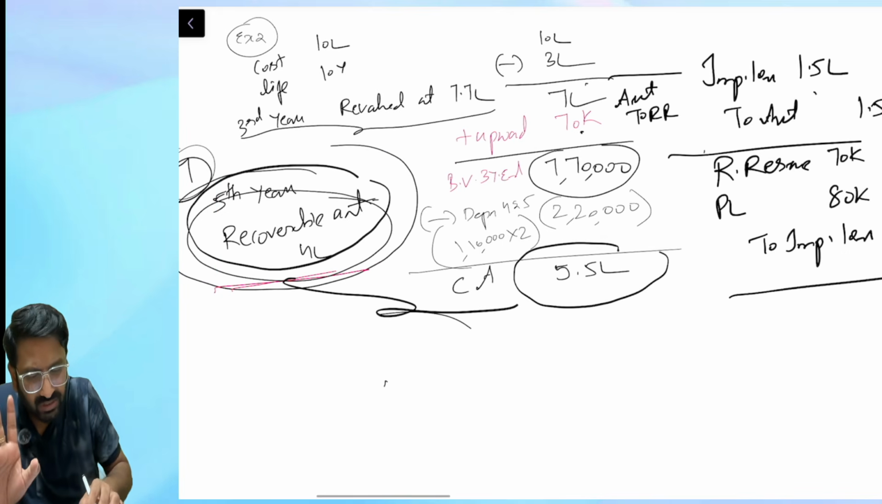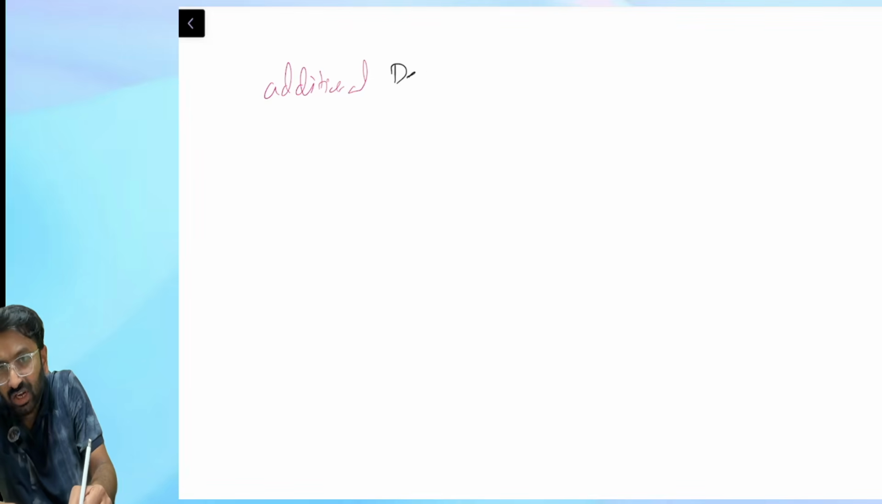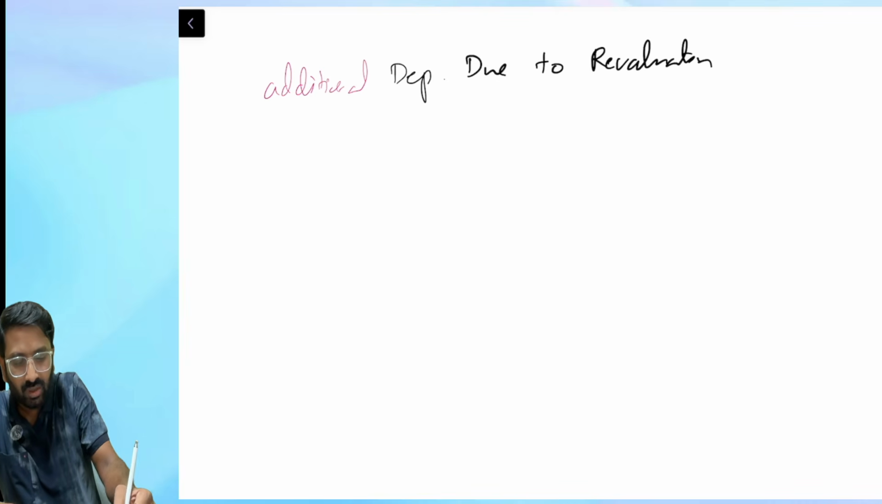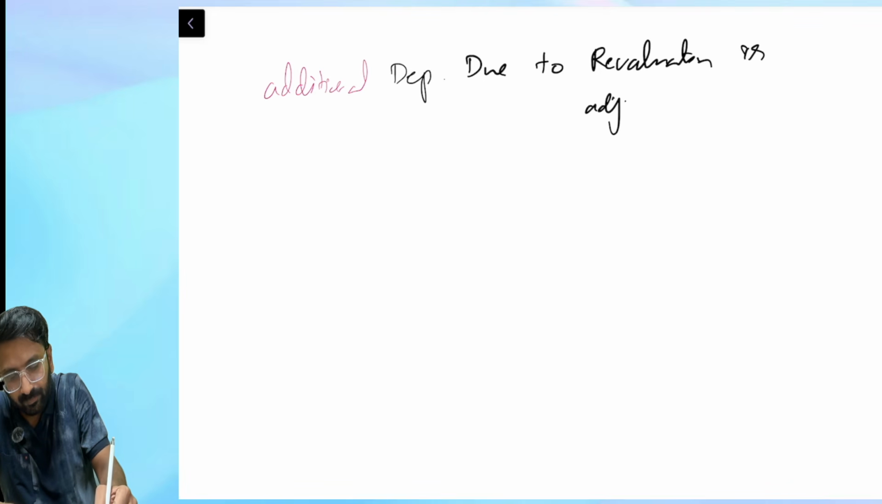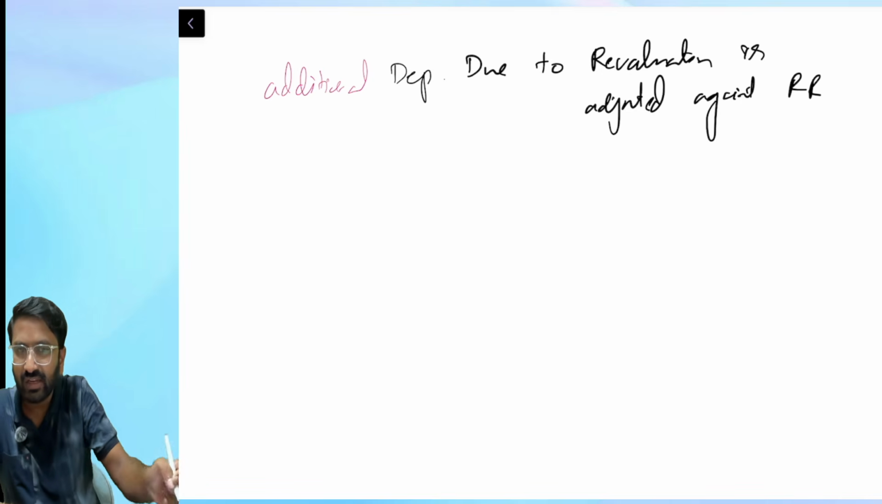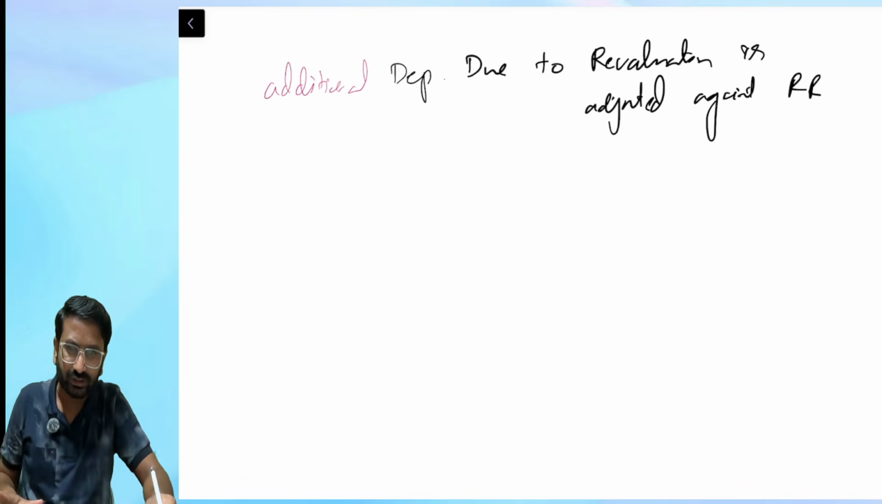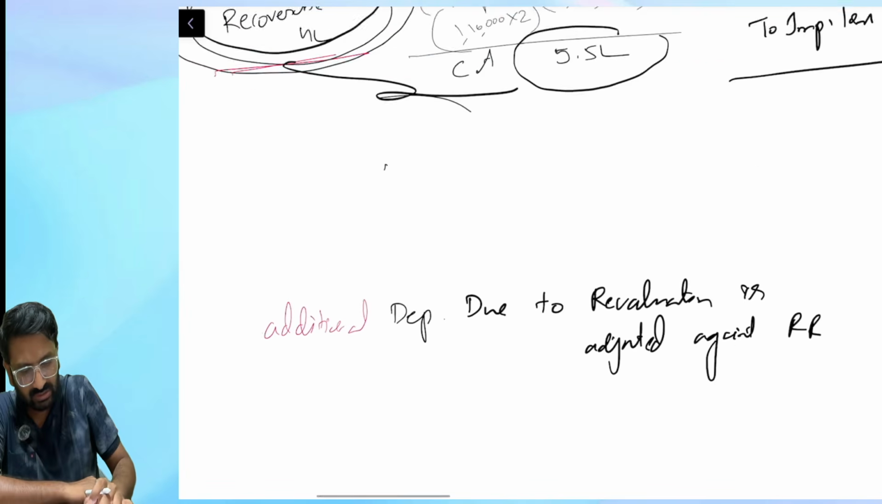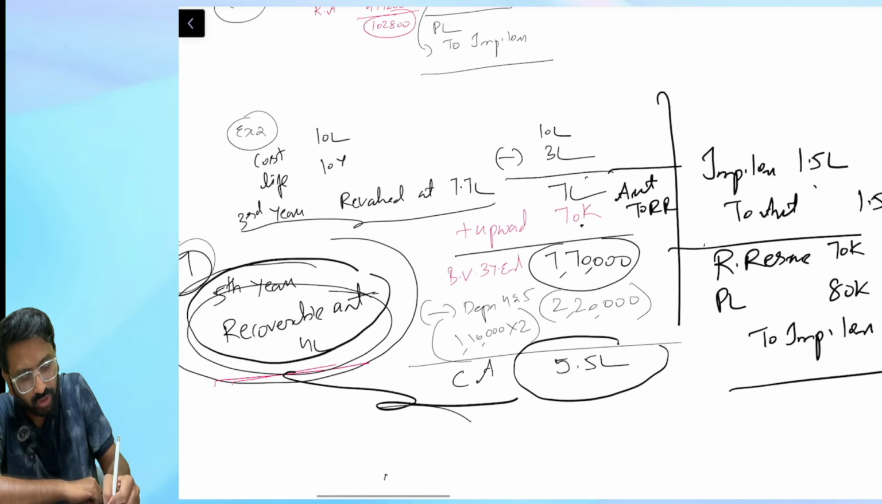In the same example, let's say it's given in the question that additional depreciation due to revaluation is adjusted against revaluation reserve. So the additional depreciation due to revaluation is adjusted against revaluation reserve. See, this entire calculation is going to be the same, no difference.